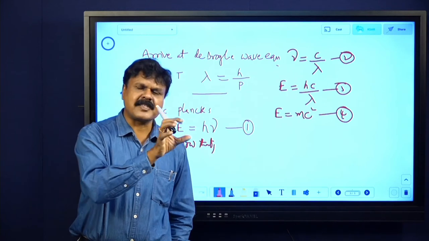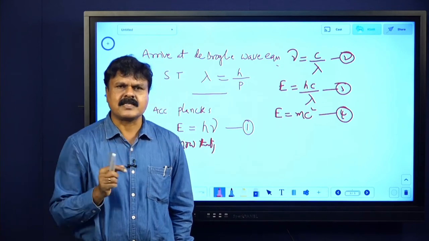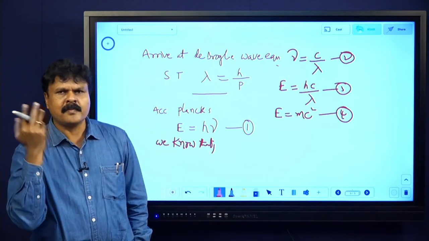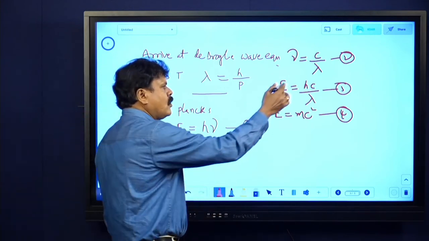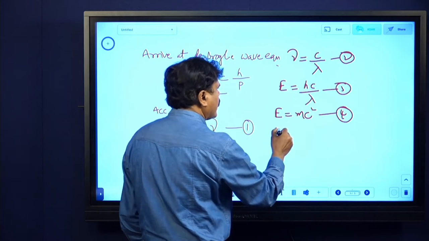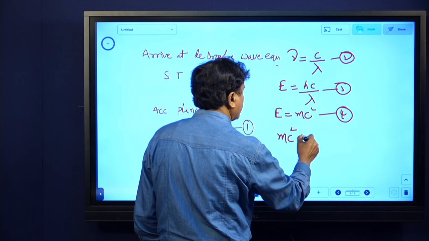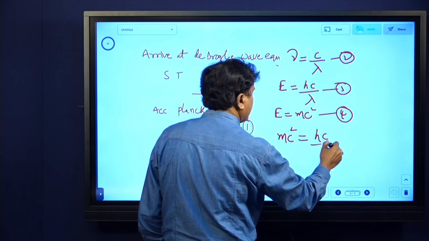Law of conservation of energy, separately we are reading. And he says energy and mass are interconvertible. That led to many other things. So now from equations 3 and 4, what can I write? mc² equals hc by lambda.